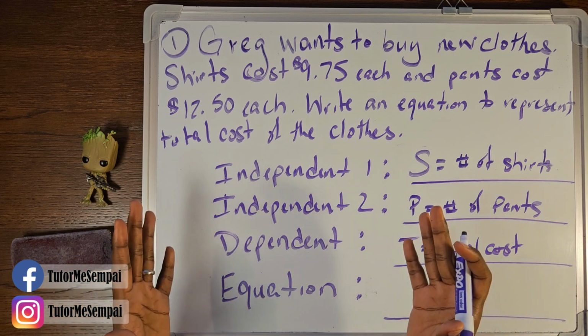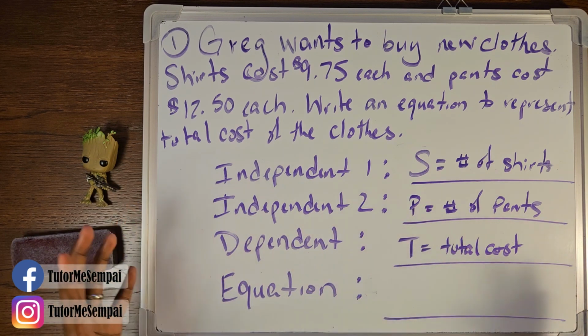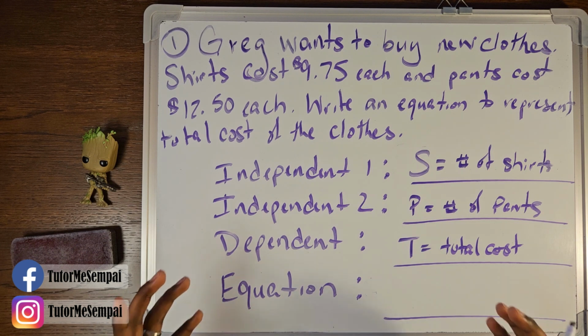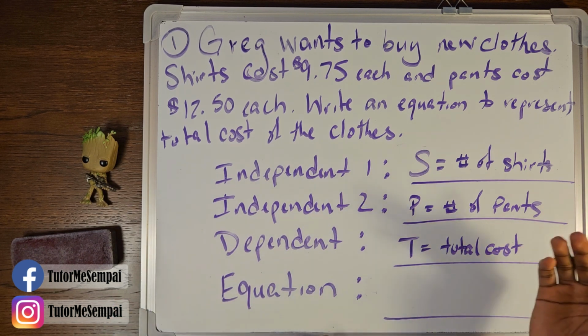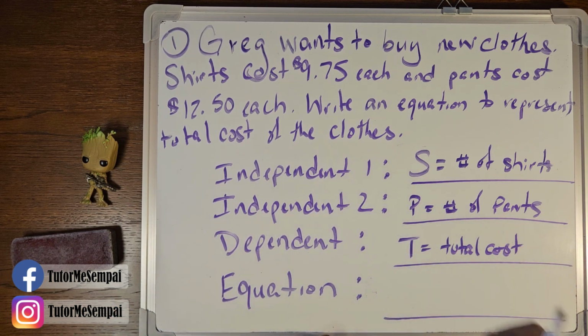Okay, now that we have our independent variables and our dependent variable, let's put it all together and try to create this equation. So we're going to do like we always do, and we're going to keep our dependent variable separate from our independent variables. So a T is going to go on this side, and we know we have an S and a P. So we have an S, and we're going to have a P.